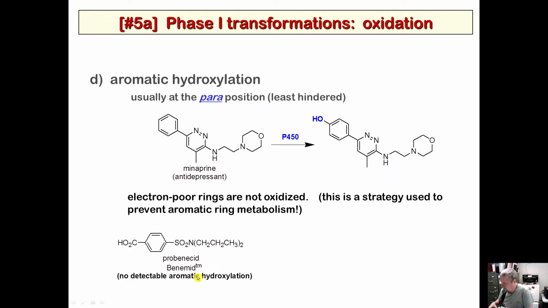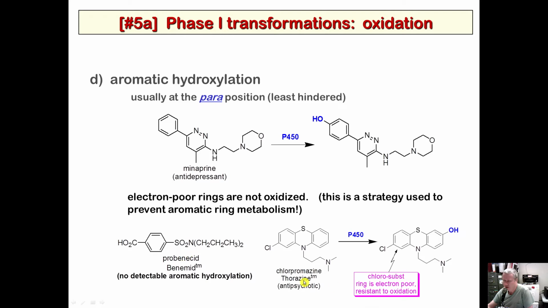I forgot what this molecule is. It looks like maybe a sulfonamide, maybe an antibiotic. But it's extensively deactivated, right? You have a carboxylic acid and a sulfonamide, and those are both sucking electrons to the left and the right, and the benzene is just not very electron rich and likely to go react to the P450.